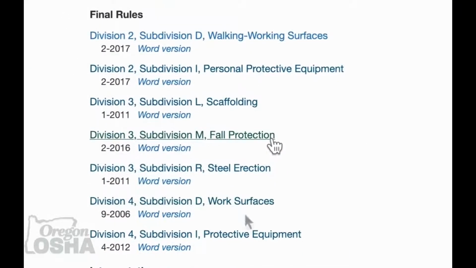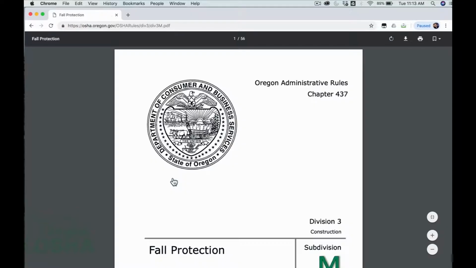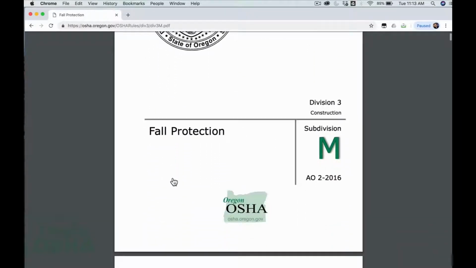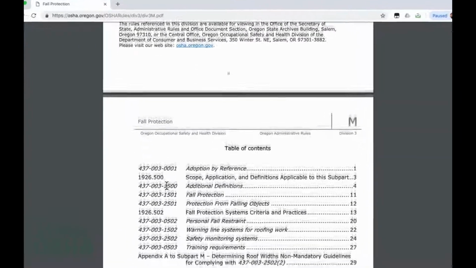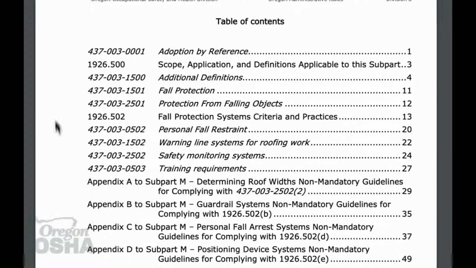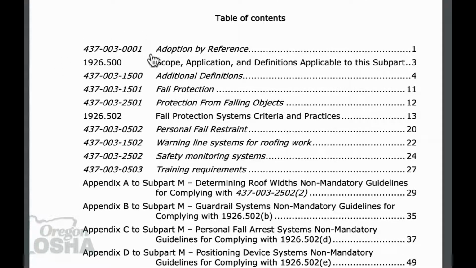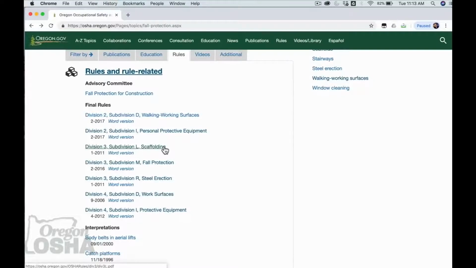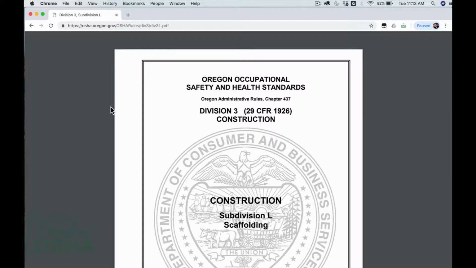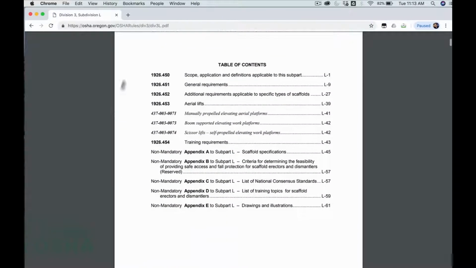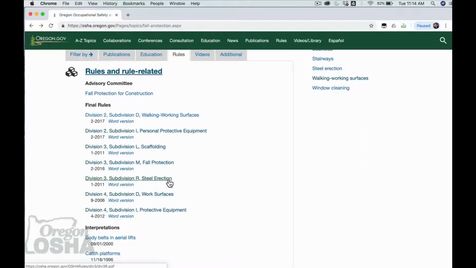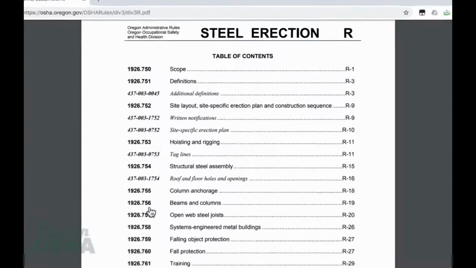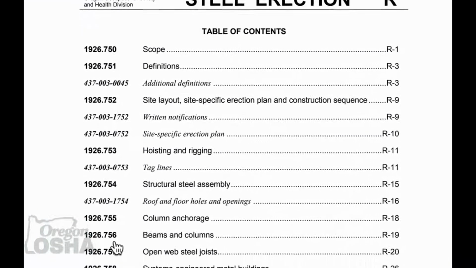The go-to standard for construction is Division 3, Subdivision M, titled Fall Protection. This 52-page document is a critical building block for many companies' safety programs because it outlines the specifics for most fall protection systems. For requirements regarding scaffolds, scissor lifts, boom lifts, and aerial platforms, please refer to Division 3, Subdivision L. For requirements regarding steel erection, please refer to Division 3, Subdivision R.